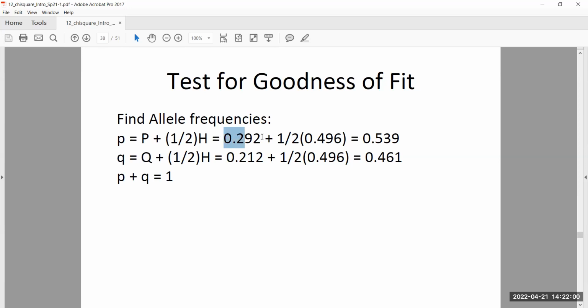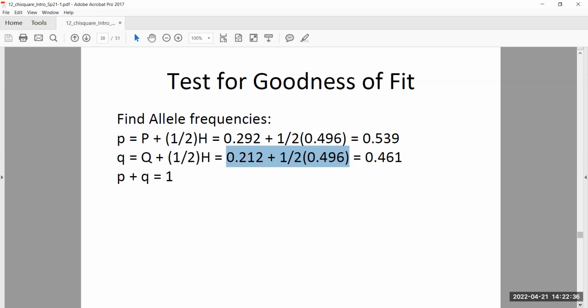So we're going to take 0.292 plus 1/2 times 0.496, and we get 0.539 as our frequency of the little p allele. We're going to do the same thing for the other allele. This part of the equation is going to be the same for both, but the big P versus the big Q is different. All right, so we get 0.461. Now these two values should add up to 1, and they do. So we have a pretty even distribution between these two alleles in our population.